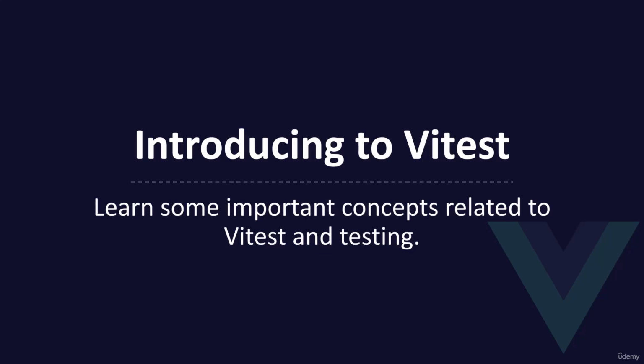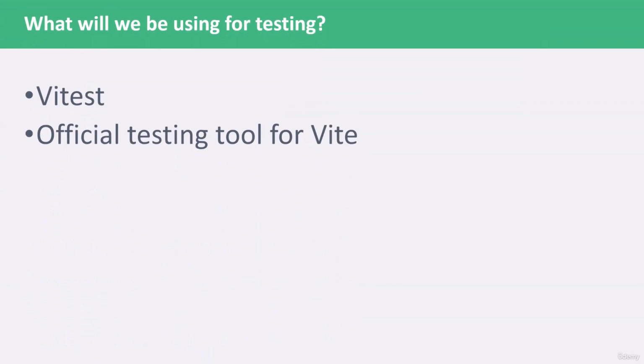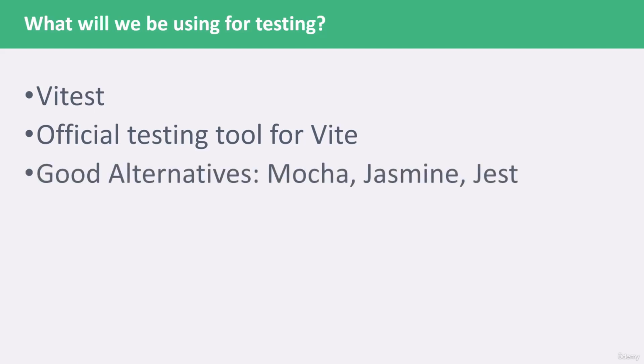There are a couple of important concepts to discuss before writing a single line of code. There are a couple of questions I want to answer. The first question is, what are we going to be using for testing? Just like there are different frameworks for creating apps, there are various libraries for writing tests. We have quite a few options. In the Vite community, the most popular choice is Vitest. It's the official tool for projects built by Vite. Other popular choices are Mocha, Jasmine, and Jest.